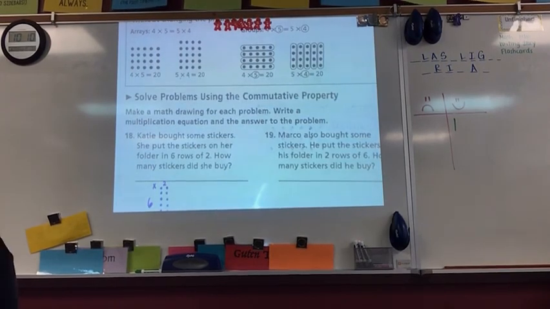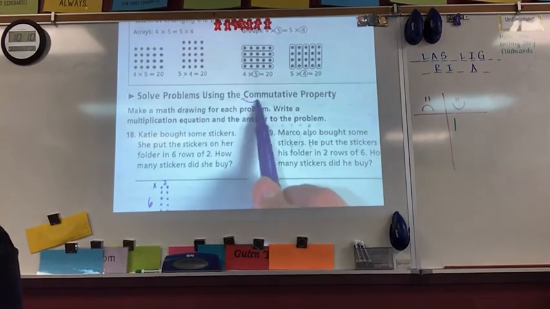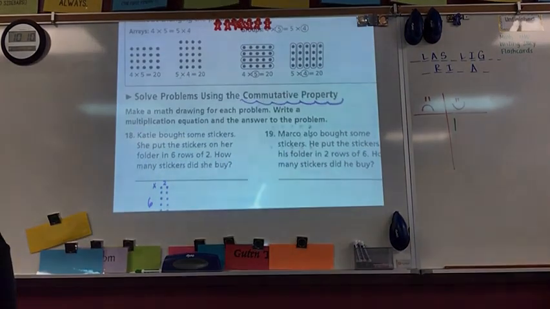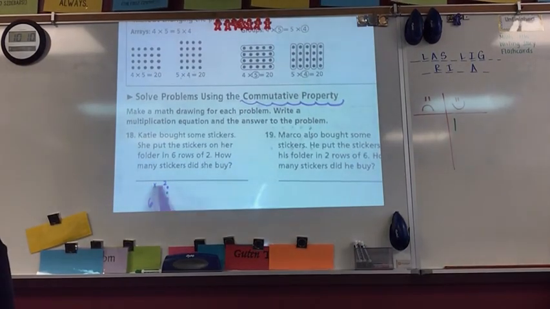You can choose, because of our commutative property, if you want to solve this as 6 times 2, or if you would rather write your equation as 2 times 6. Go ahead and solve that problem. I will check your answers on Classroom today, and we will move on to homework and remembering.